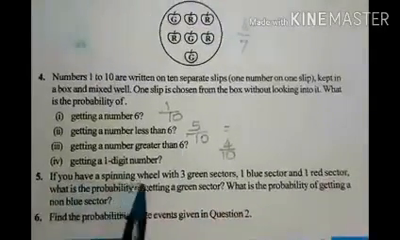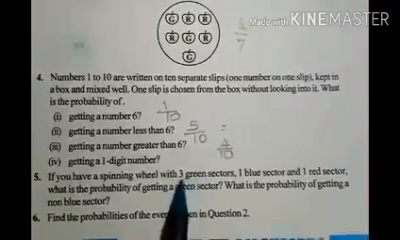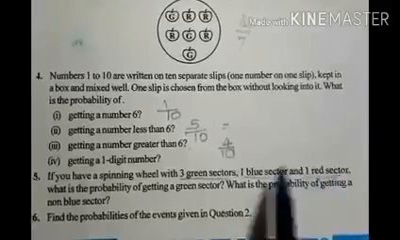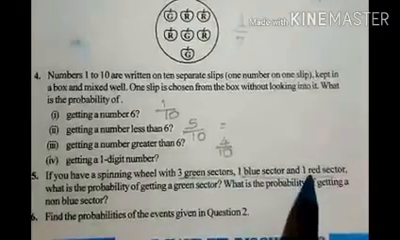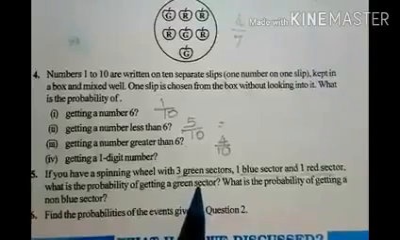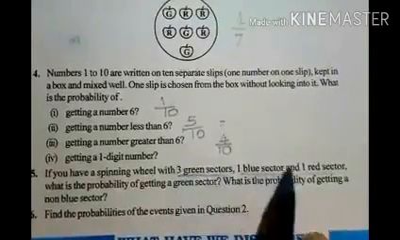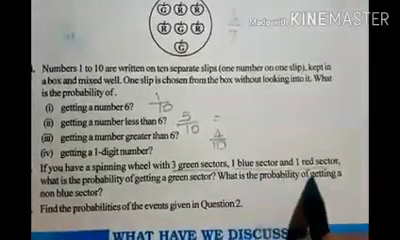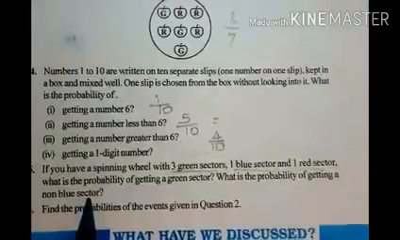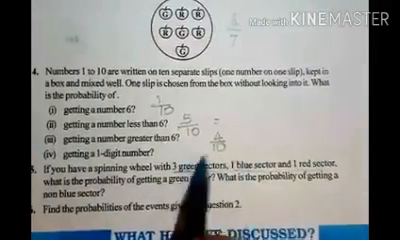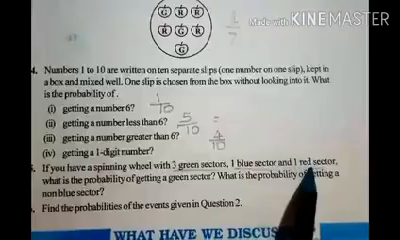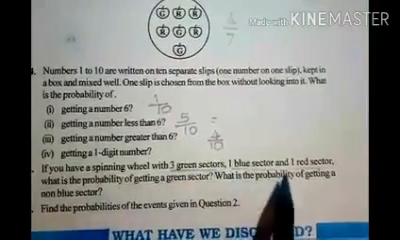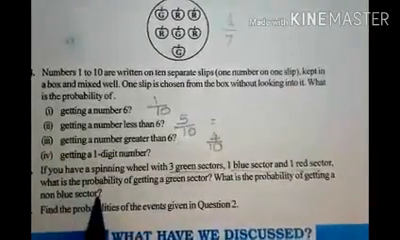So this one, if you have a spinning wheel with 3 green sectors, 1 blue sector and 1 red sector. So total how many sectors are there? 5 sectors. What is the probability of getting green sectors? 3 out of total 5. So probability of getting green sector is 3 upon 5. What is the probability of getting a non-blue sector? Blue is 1. All remaining are non-blue. So total 4 are non-blue, 3 plus 1 red, 4. 4 non-blue out of total 5. So what is the probability of getting a non-blue sector? It is 4 upon 5.